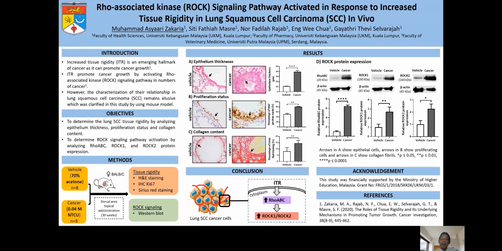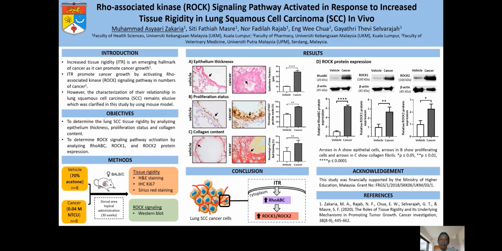After that, we harvest the lung for H&E staining to confirm lung SCC formation and measure epithelial thickness. Then, we did IHC Ki67 and Sirius Red staining to determine cell proliferation and collagen content, respectively. Also, we did Western blot to analyze ROCK protein expression.